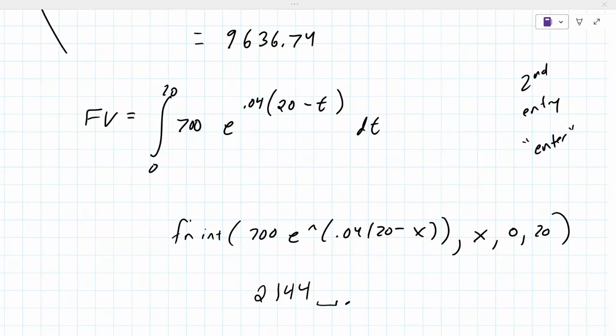Let me try another one. So, is yours an e with a caret, or is it just e? It's e with the caret. I put all the parentheses in: parentheses 0.04 parentheses, and then there should be two close, then a comma, x, comma, 0, comma, 20, and parentheses.